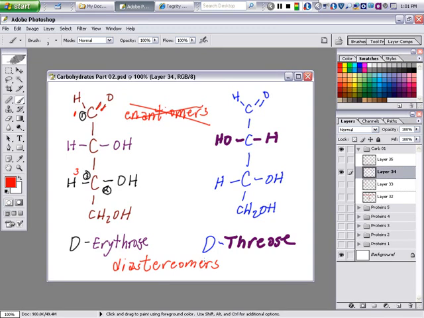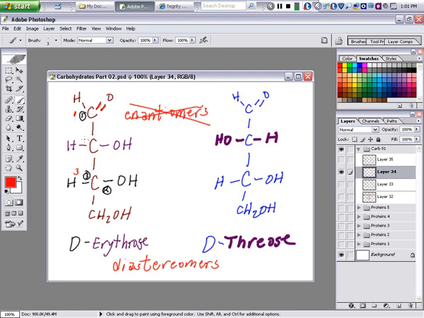Exactly. But diastereomers are more than just... See, they have the same number of chiral centers. But their chiral centers, they're opposite of one another. They have one or more opposite chiral centers, but they're not mirror images. Question. Yeah, they're not mirror images, but they're isomers. Her question was, what is an isomer?